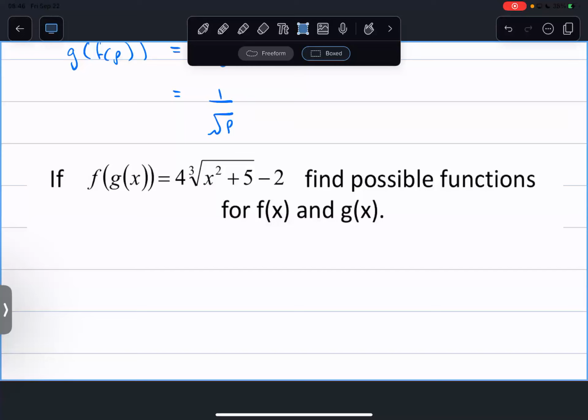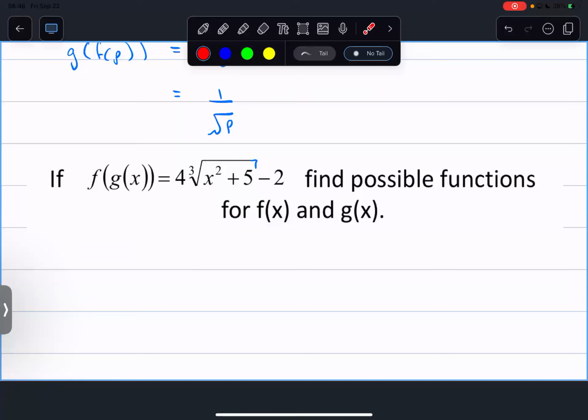What if we have, so we're told that f of g of x is 4, right? Let's just read it out first. That's hard. 4 times the third root of x squared plus 5. And then here, I would emphasize that that's the end of the root by putting a little kind of grouping on there, and then minus 2.